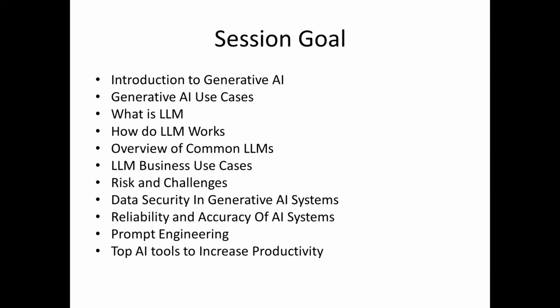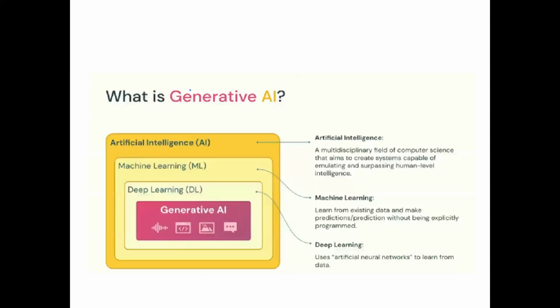Also, we will discuss data security in AI systems, generative AI systems. We will understand reliability and accuracy, because we sometimes blindly believe the results, but sometimes they may not be 100% accurate. So, reliability and accuracy of AI systems. At last, we will discuss prompt engineering and top AI tools to increase productivity. So these are the session goals. Before even jumping into generative AI, I just want to show you a very high-level overview of artificial intelligence. Everything is coming under artificial intelligence.